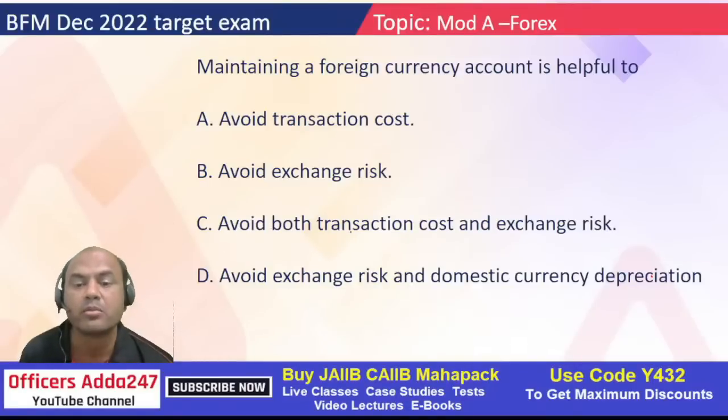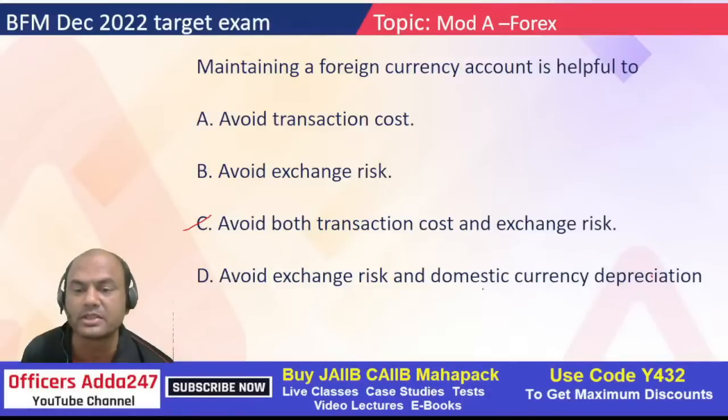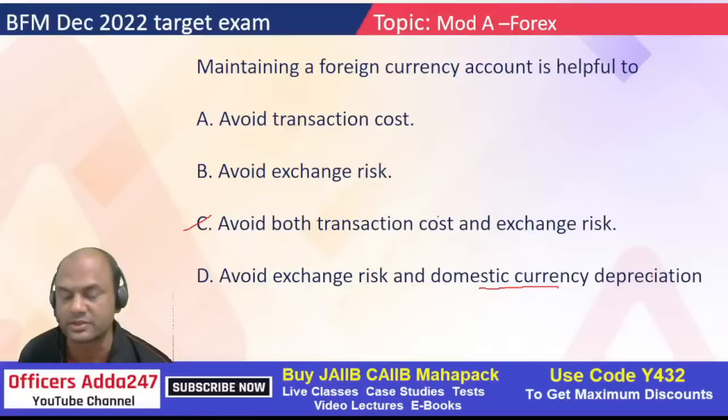So what is the answer? Option C: both transaction and exchange risk, or D: avoid exchange risk and domestic currency depreciation. So what should be the answer? Here I'll give you the hint. The answer is either C or D. Okay, so what is the answer? C or D? Correct. The answer is, everyone, C. Okay, it's not D over here. Why? Because domestic currency depreciation means local currency depreciation. Okay, this generally is not the word used. Mainly the word used is exchange risk. Okay, so the correct answer over here is to avoid the exchange risk and transaction cost. Got it?